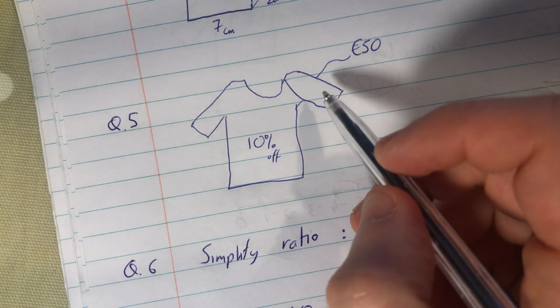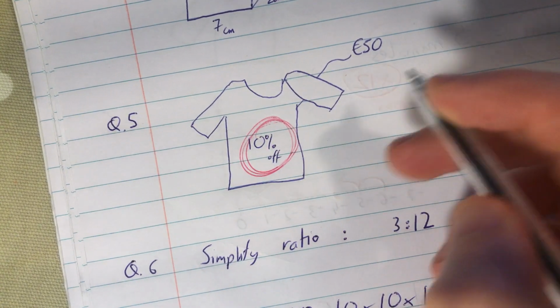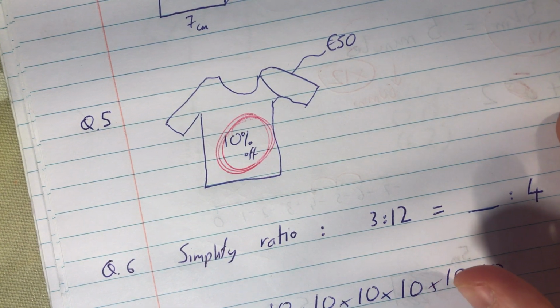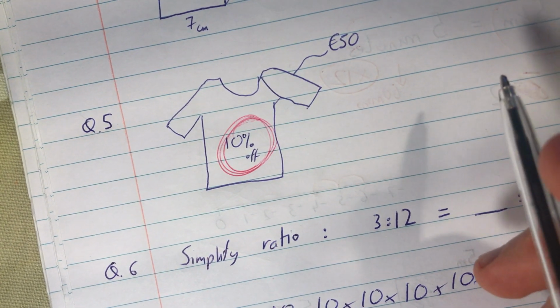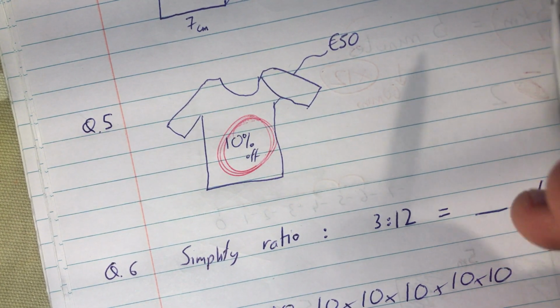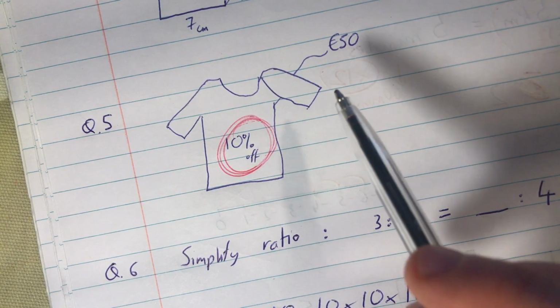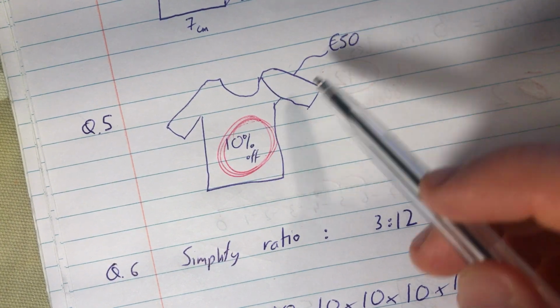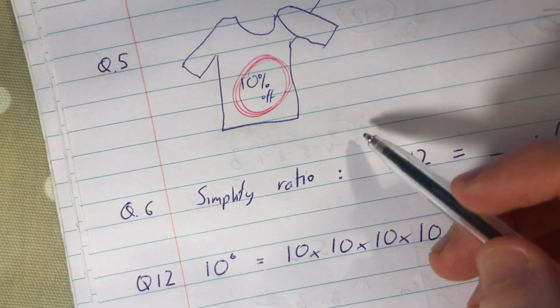Question 5, now similar to the one the last day. We have a shirt which is €50, but it has 10% off. So we need to get 10% of 50. That's easy, but don't forget to take it off. A lot of you the last day, I think it was 20%, you got the 20% and said that's the answer. No, they want to know the new price of the shirt. So it's 50 minus whatever 10% of 50 is.